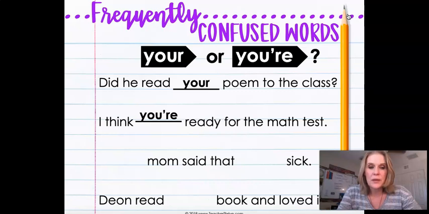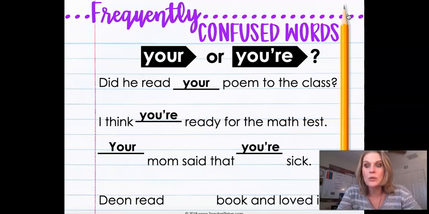Let's look at this one. Your mom said that you're sick. You would not say you are mom. That sounds silly, right? So it's your mom because she kind of belongs to you. It's not his mom or her mom, it's your mom. So the Y-O-U-R is the right one. Now on the next one, if you can say your mom said that you are sick, then you will use the Y-O-U apostrophe R-E. You are is the same as you're with the apostrophe, right? Your mom said that you're sick. Makes sense because you're not owning the sick, okay? So you wouldn't use the Y-O-U-R.